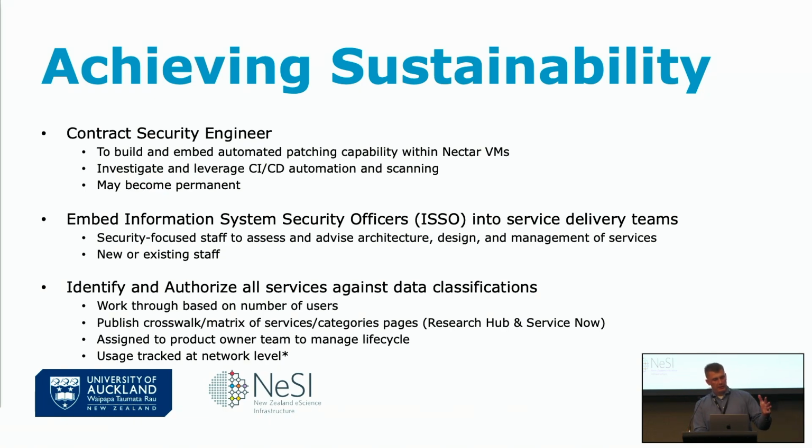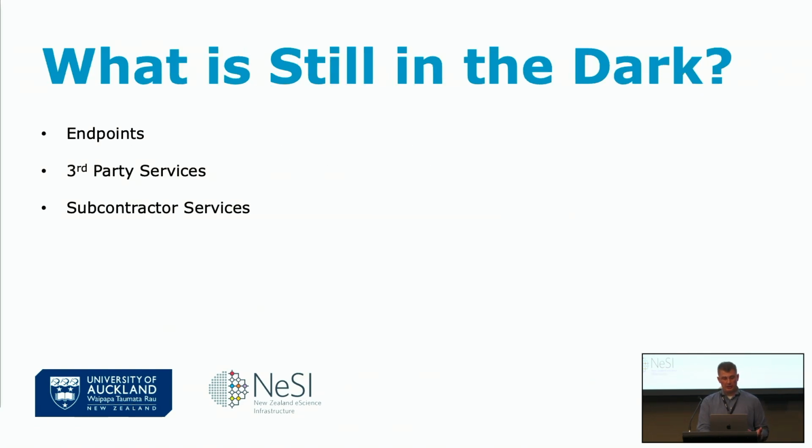Ideally, as that scales up, we can do usage tracking from a network level. So we can tell if this one SaaS application that somebody was using 5 years ago is still being used. Do we still need to care about it? Or can we turn it off? Can we turn off our monitoring of it? So there are some things still in the dark.